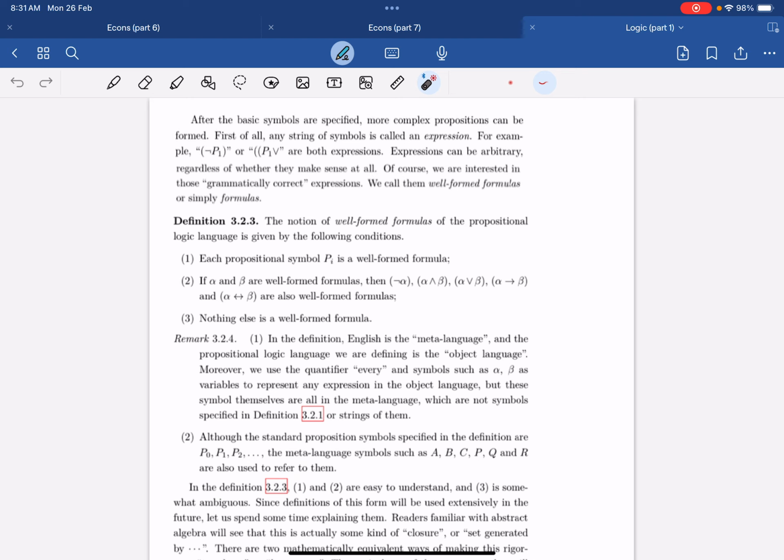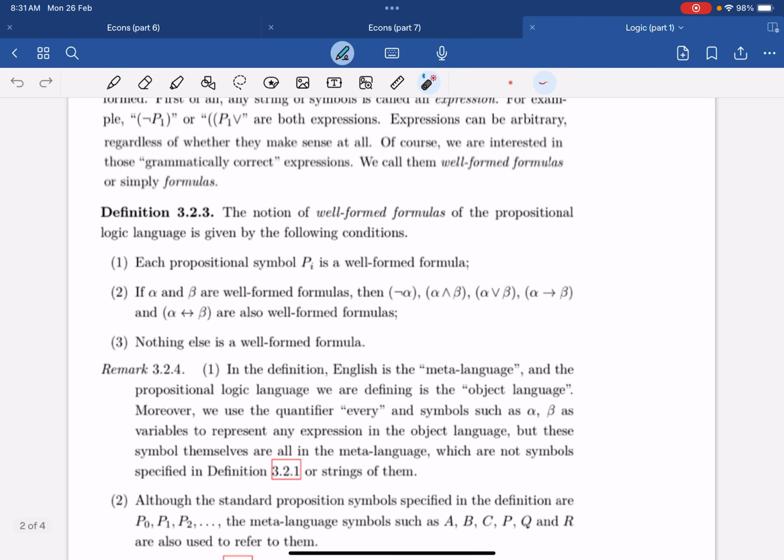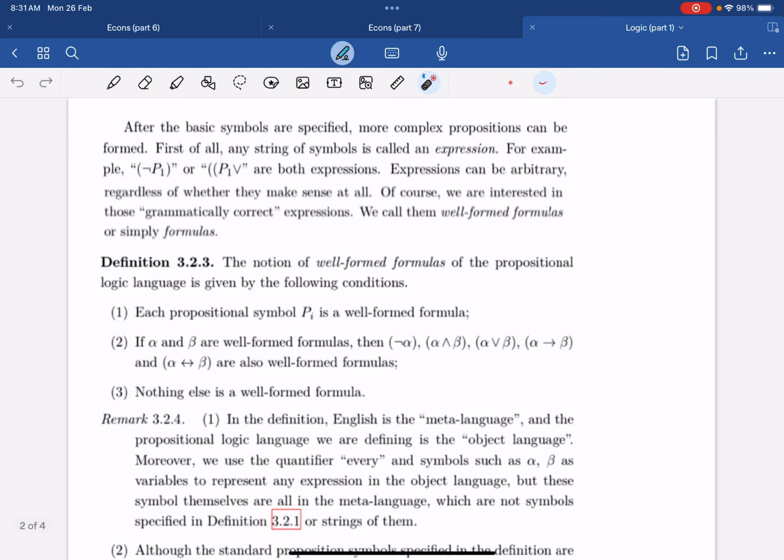So now that you have the basic symbols, the propositions P1, P2, P3, and so on, you can form expressions using them by combining different types of symbols. So you've got P1, and you can just combine it like this. It doesn't need to have any sense yet because we're not talking about meaning, but you can just write it as a string of symbols, and that will be what is known as an expression.